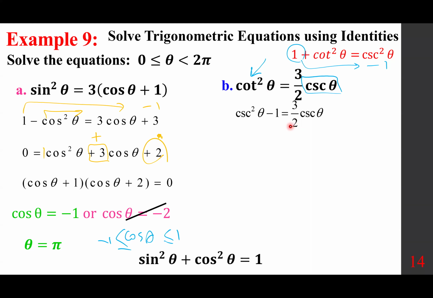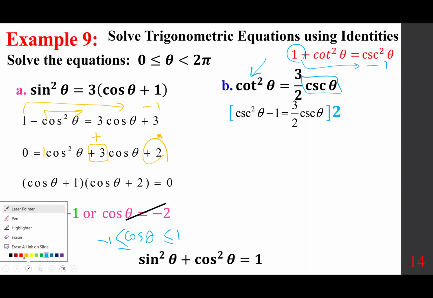Let's get rid of the fraction. Let's multiply both sides by 2 and let's bring them to the same side. First of all, if you multiply by 2, this becomes 2, this becomes minus 2, and this becomes 3, and move it this way. So one more time.